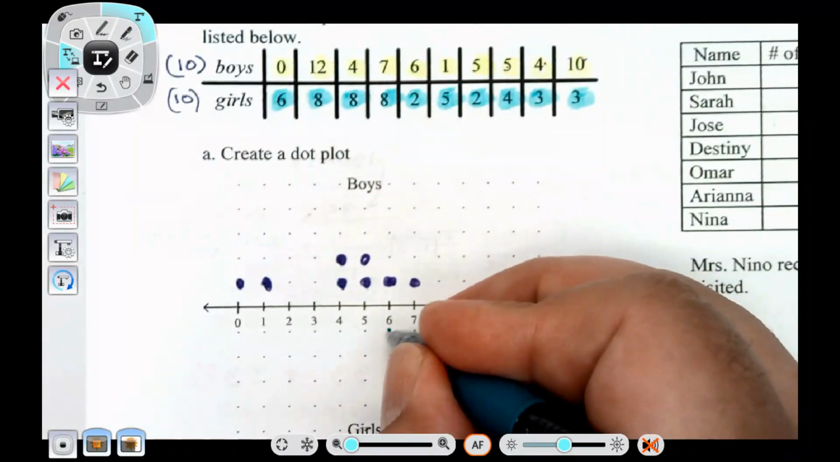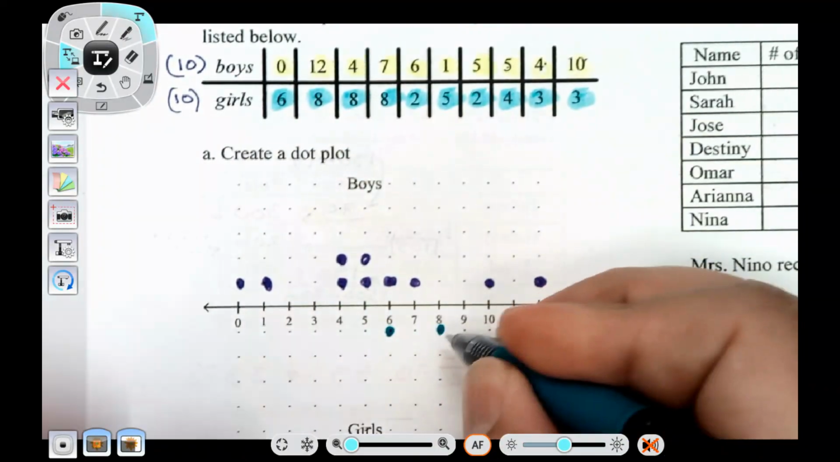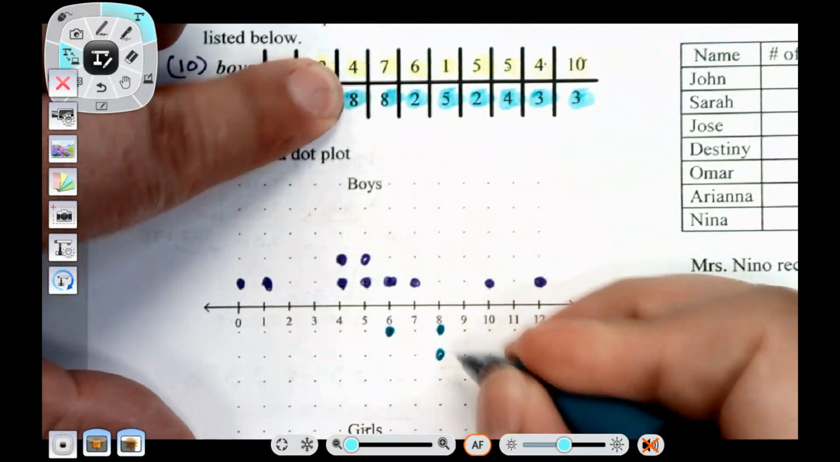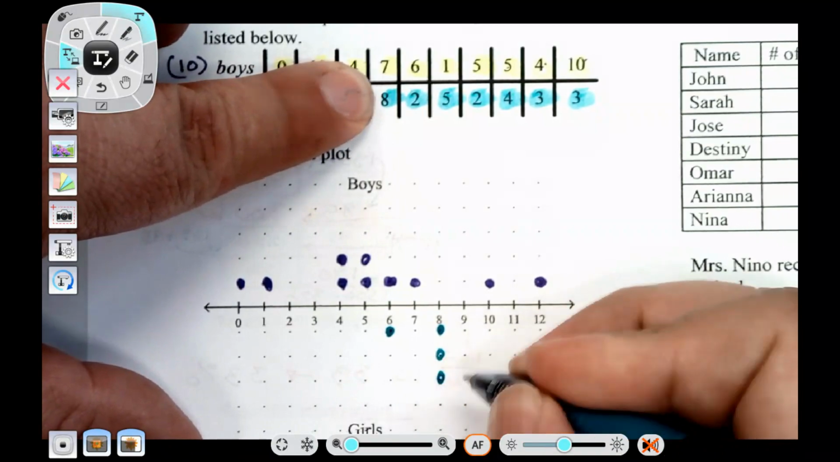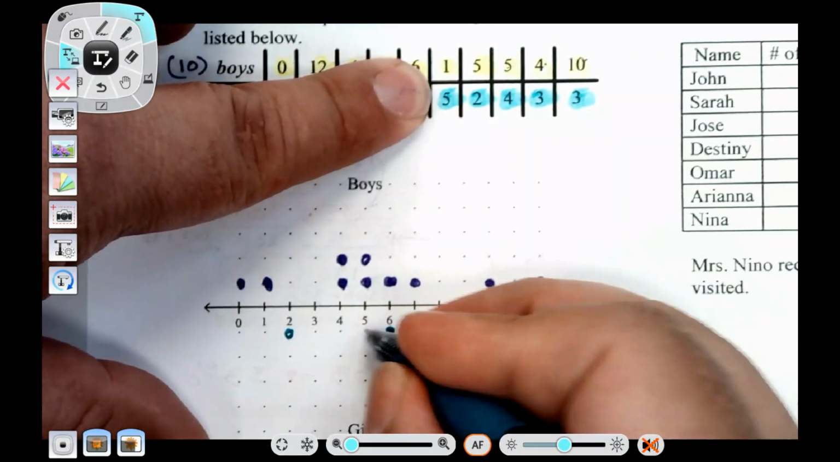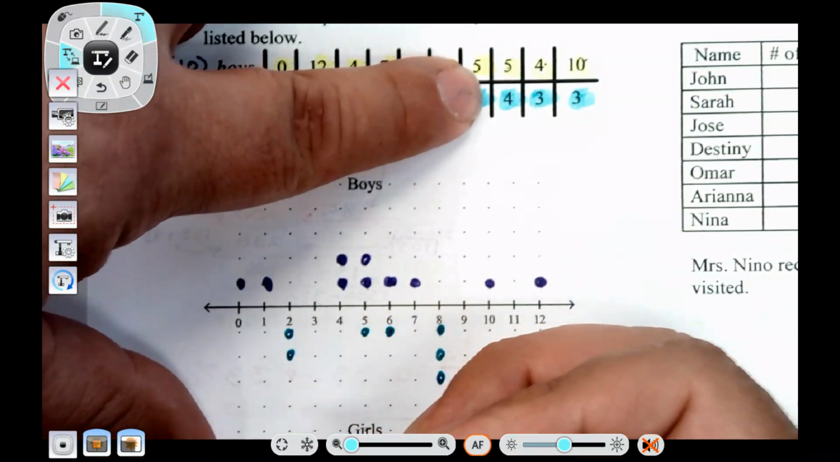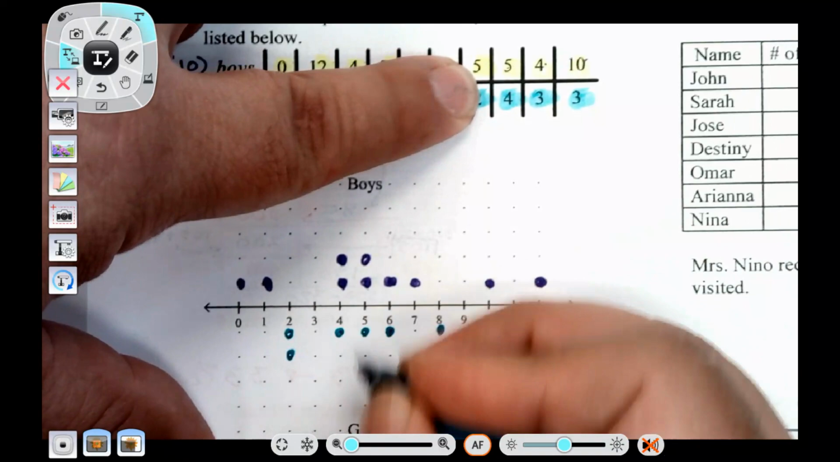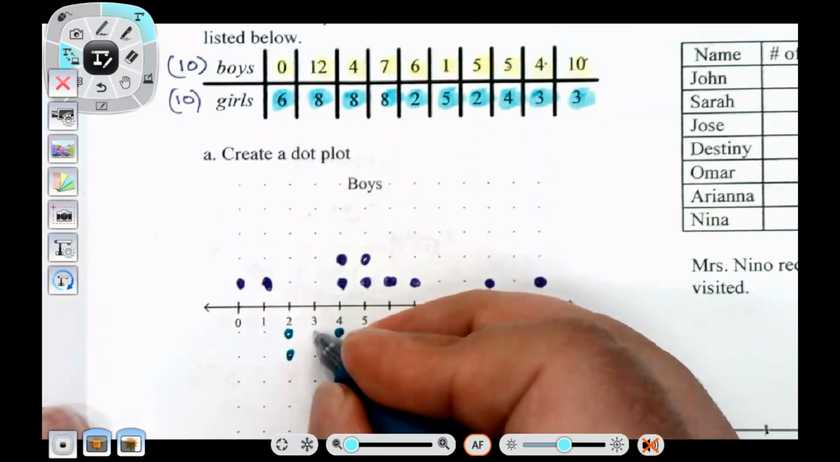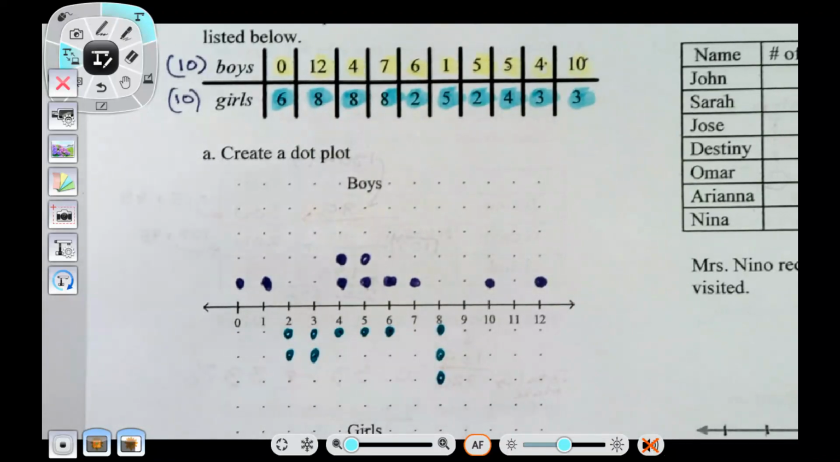6, that gets a dot. Not 6 dots, just 1. 8 gets a dot. 8 again, another dot. Another 8, so now 3 dots. A 2, so I put a dot. A 5, that gets a dot. 2 again, so another dot on 2. 4 gets a dot. And look at that, the last 2 are 2 3s, so 2 dots on the 3. Just like that, we're done with our dot plot.